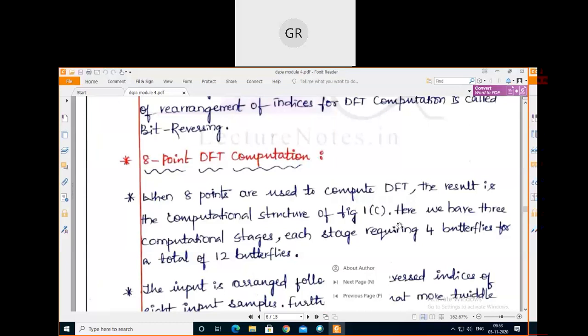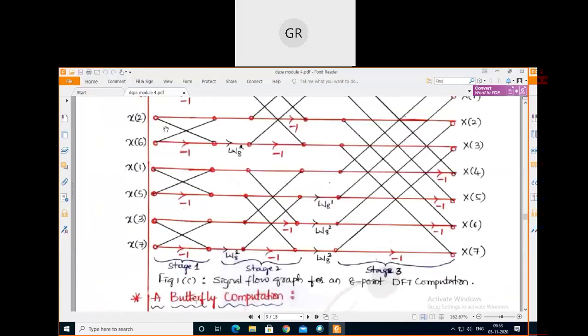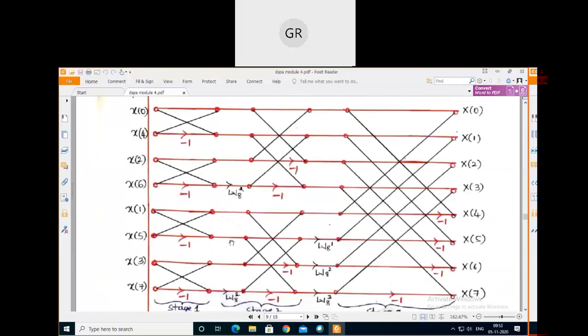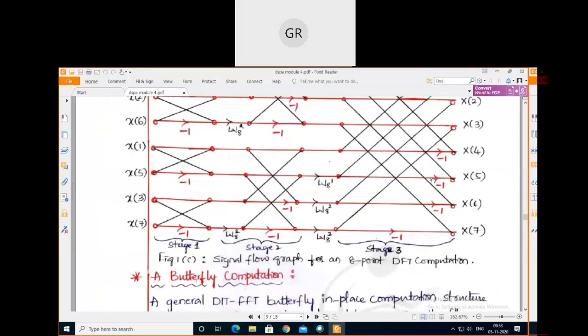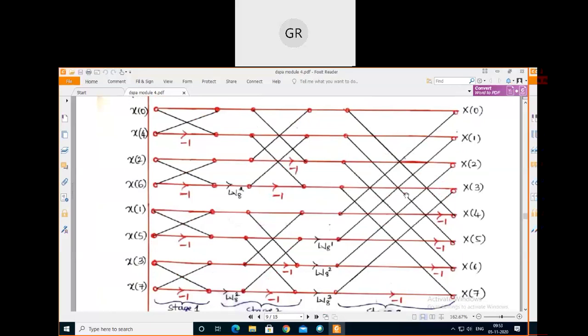Just remember, in the first stage 4 butterflies, in the second stage 4, and in the third stage also 4 butterflies. Here, we can write that the inputs are in bit reverse order. First x of 0 will come, next x of 4, x of 2, x of 6, x of 1, x of 5, x of 3, and x of 7.